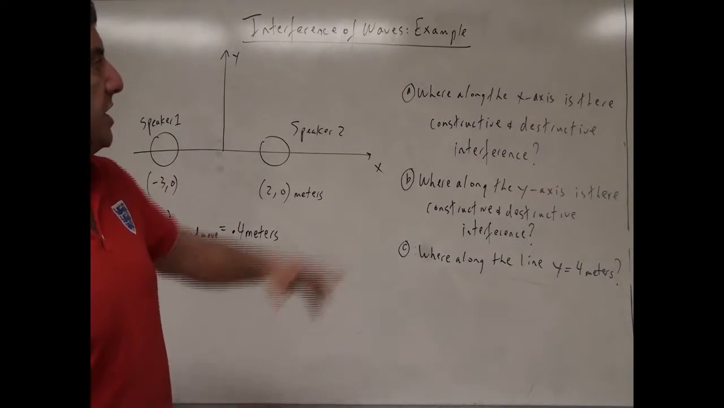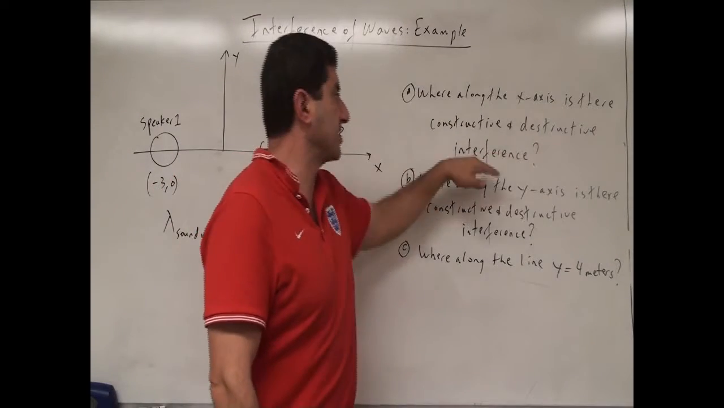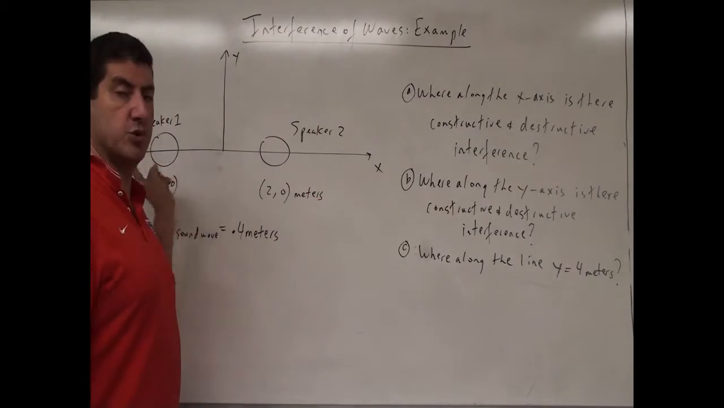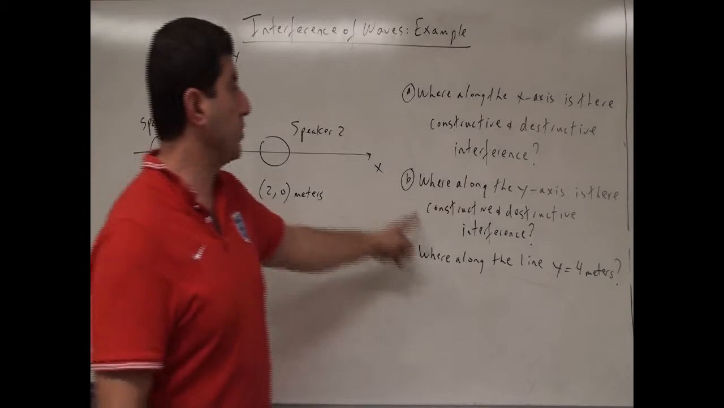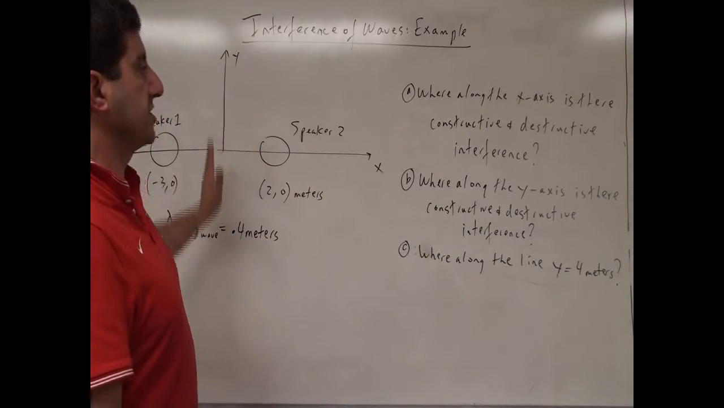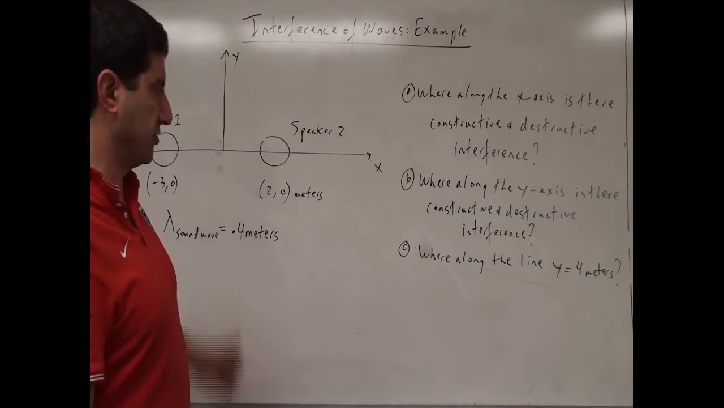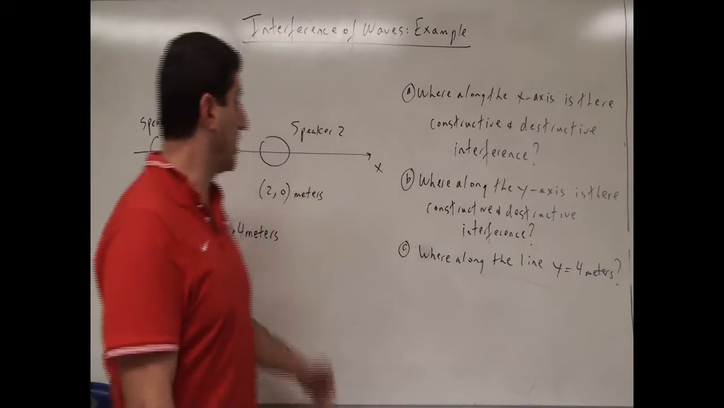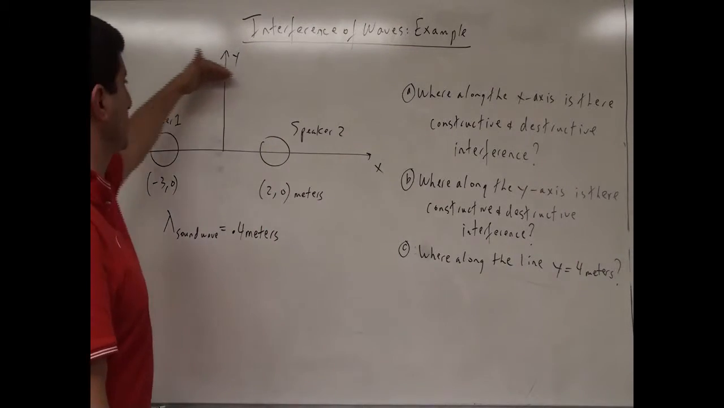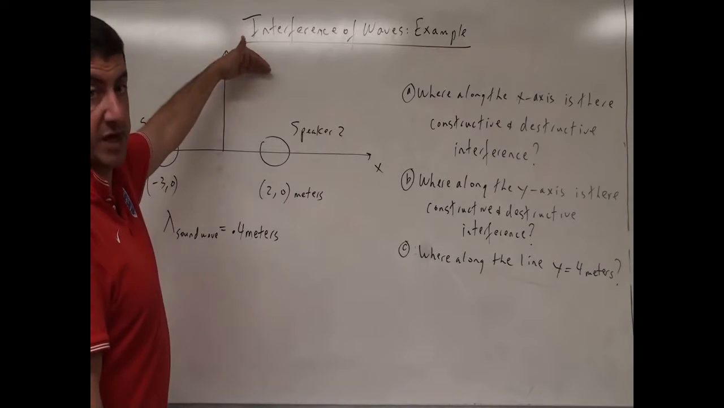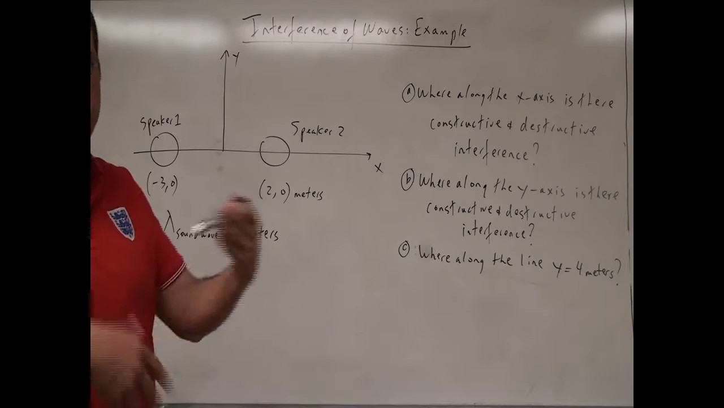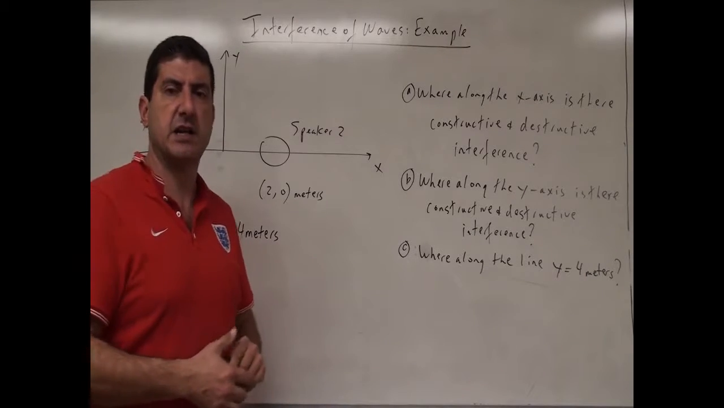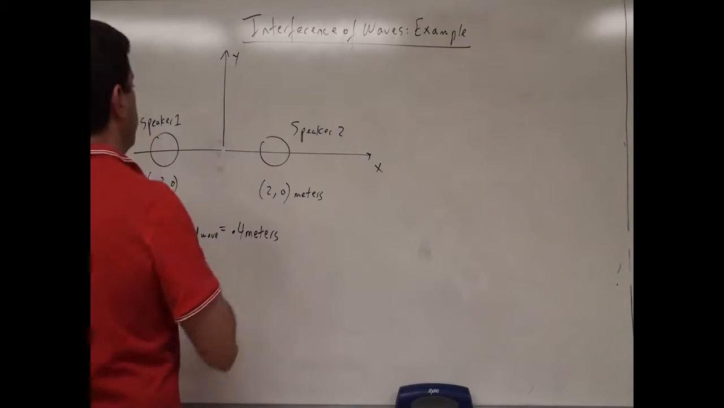It says, A, where along the x-axis is there constructive and destructive interference? So where are going to be the points of constructive interference along the x-axis? B, where along the y-axis is there constructive and destructive interference? And then where along the line y equals 4? In other words, a position 4 meters up from the x-axis. Where along that line is there constructive and destructive interference? And then we can ask various questions like that.